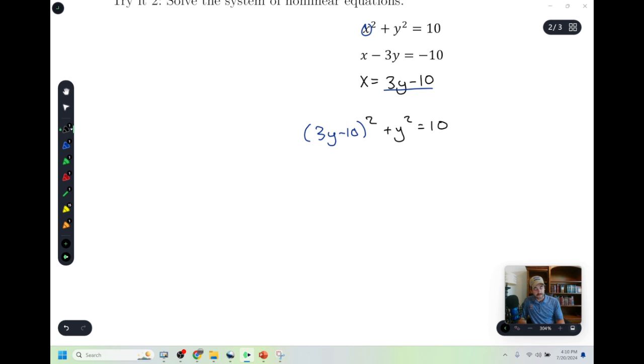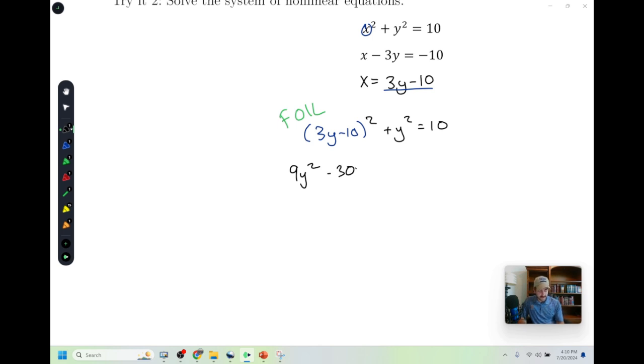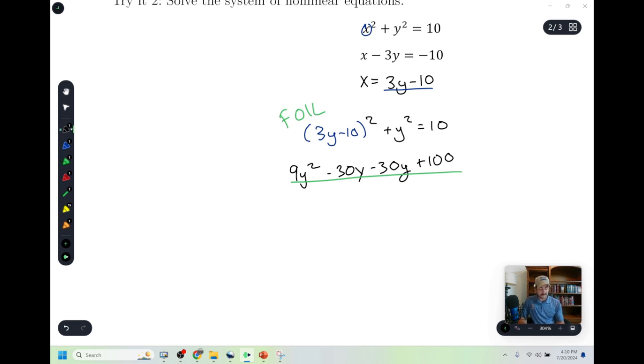Cool. Now we're going to do a little regular math, a little distribution and everything. So that's going to be 9y squared. Remember, FOIL, first, outer, inner, last. Anytime you square a binomial. 9y squared, that's the first two terms. Outside two terms are going to be negative 30y. Inside two terms are going to be another negative 30y. Last is going to be plus 100. So that was the FOIL step. Don't forget about this plus y squared right here, and then the 10 on the other side.